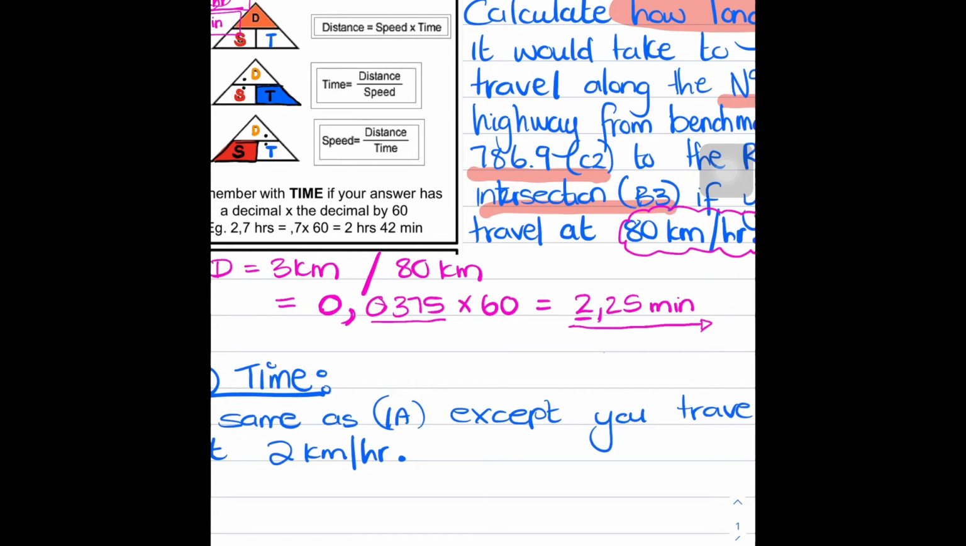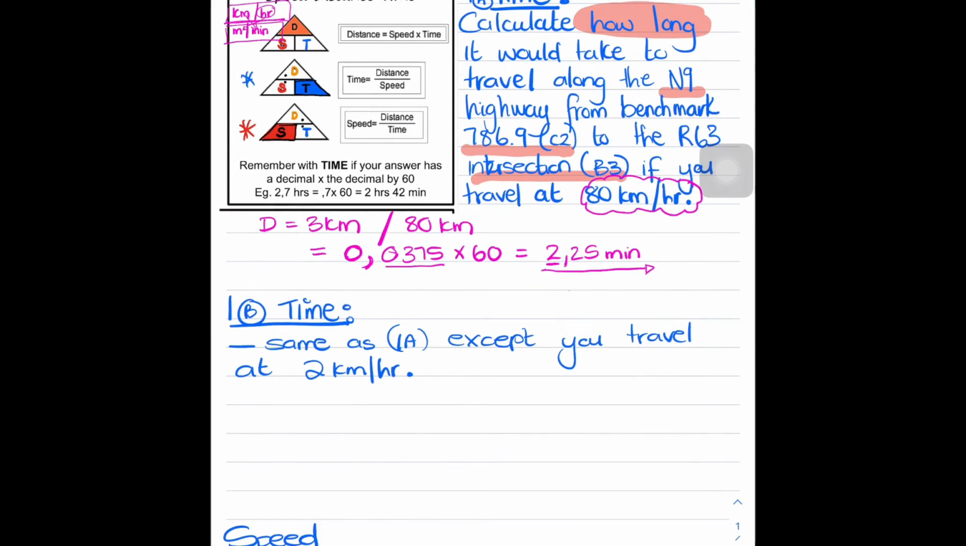Let's have a look at an example where you travel a little bit slower, and so therefore it's going to take you longer. And so you might not end up with a 0 as your hours. You might have 1 hour here and minutes that need to be converted. So the same question, traveling along the same route, 3 kilometers of distance, but now we're going to travel much slower. So we're going to divide it by 2 kilometers an hour.